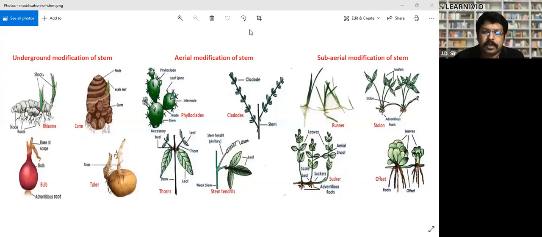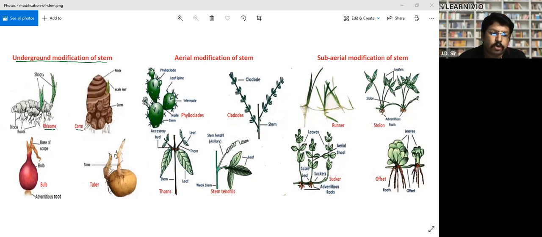In the diagram you will see there are three types of modification of a stem. The first is underground stem modification, meaning those stems found below or inside the soil. The first one is rhizome. Rhizome is actually a horizontal stem, found inside the ground. They are found in canna, meaning banana, and in ginger, so they are horizontal stems.